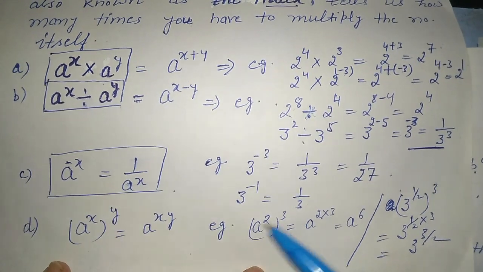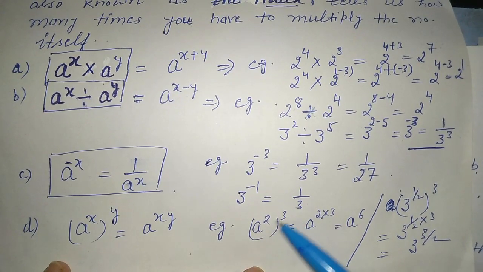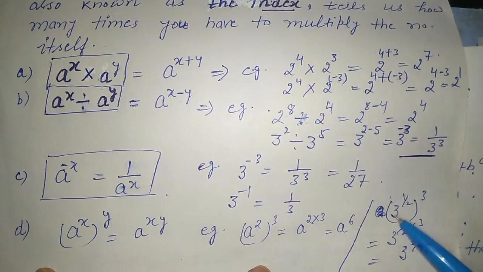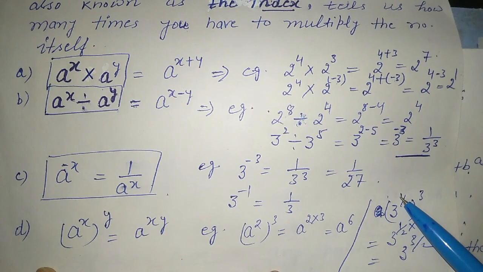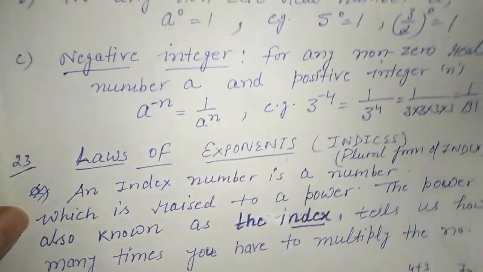Example: if a power has a power, the two powers are outside the brackets, so both powers will multiply. (a^m)^n is the example. 3 to the power half, to the power 3. So this 3 is multiplied to the numerator of the index number: 3 to the power 1 upon 2 into 3, so it becomes 3 to the power 3 upon 2.